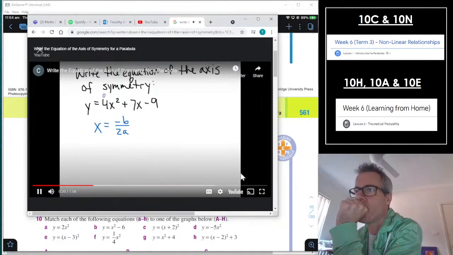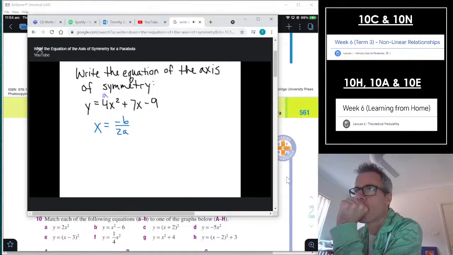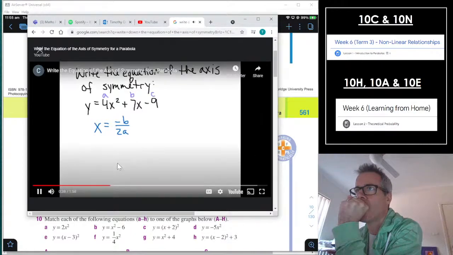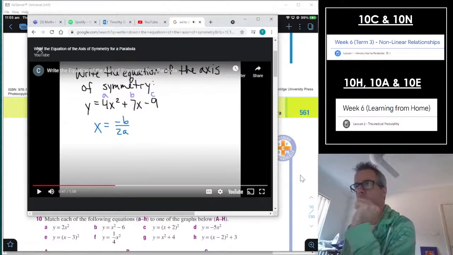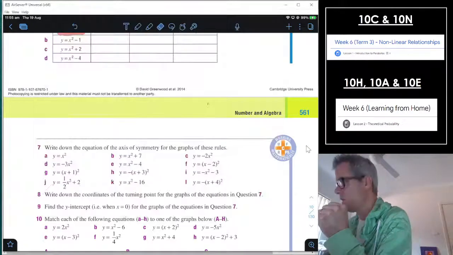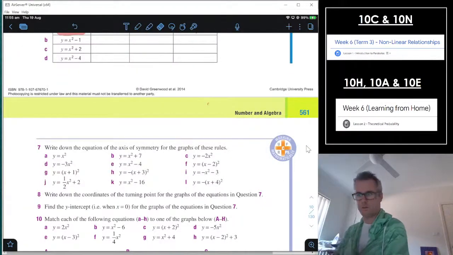We find the variables b and a by looking at our original equation. a is always the number in front of x squared, so in this case that's 4. b is always the number in front of x, that's going to be 7. And c is always the number without a variable, in this case negative 9. So let's try and work this out. I'm going to pause there.